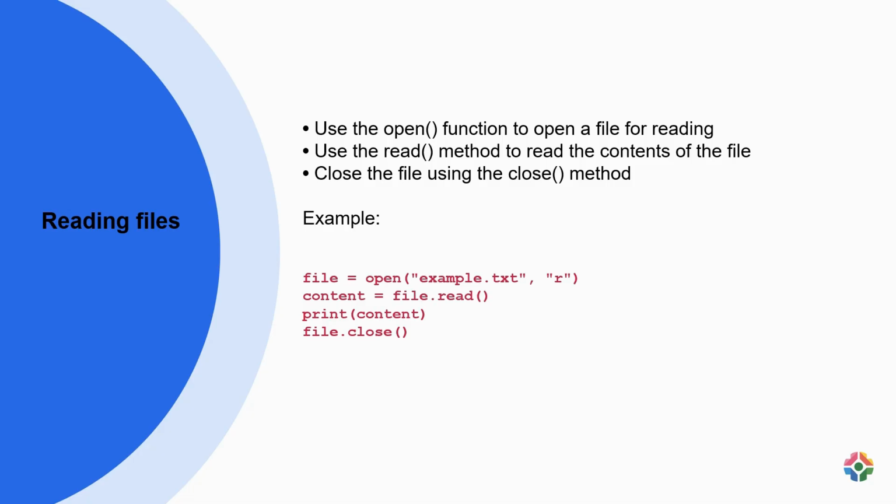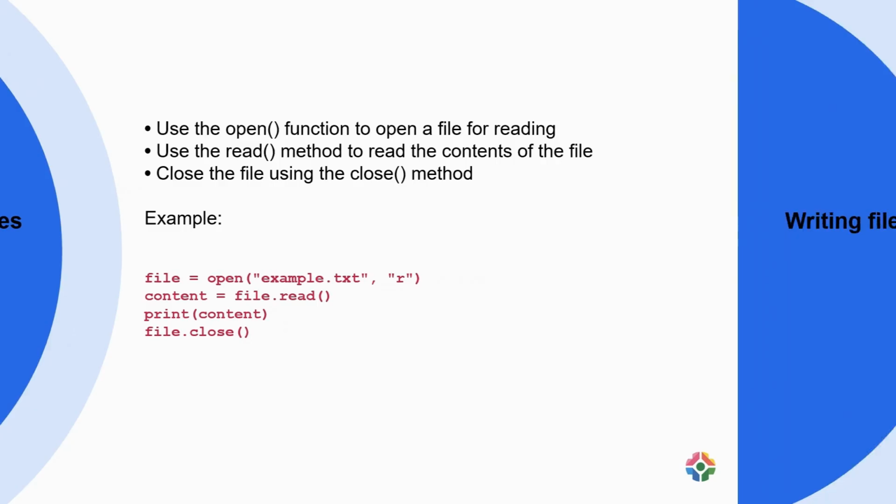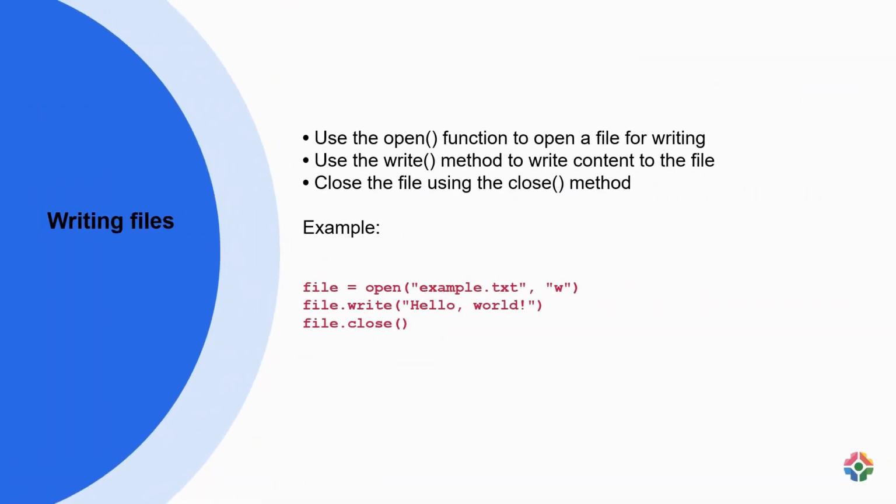For instance, in the provided example, a file named example.txt is opened in read mode. The content of the file is read using the read method, stored in the content variable, and then printed. Finally, the file is closed using the close method. It is important to close the file after reading to release system resources and prevent issues related to file locks or memory leaks.